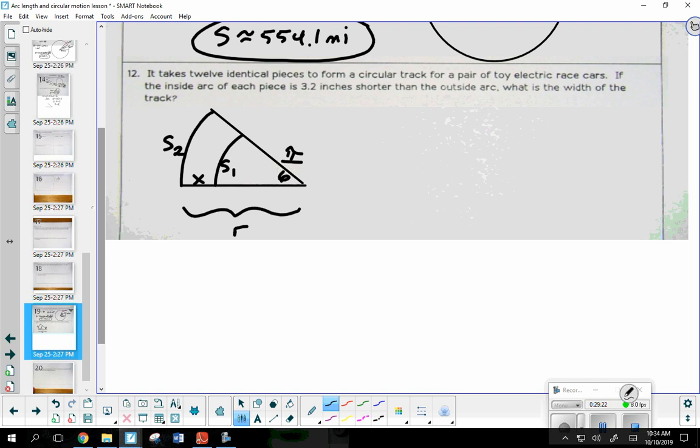Let's make sure we know what the form is. How do you find the arc length at all? It's the radius times what? Theta. So that's what I want you to do for each of those two arcs, S sub 1 and S sub 2, and then let's see if we can come to the same conclusion.